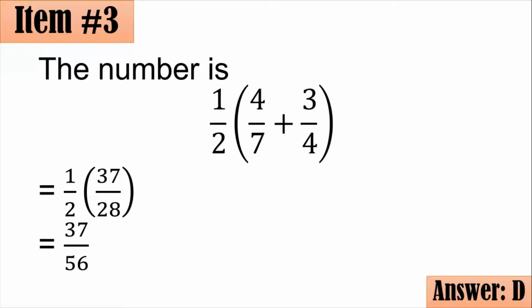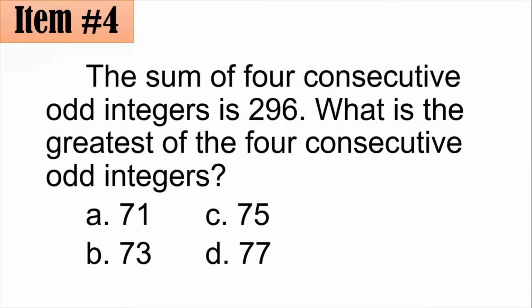Number 4. The sum of 4 consecutive odd integers is 296. What is the greatest of the 4 consecutive odd integers? Is it 71, 73, 75, or 77? We don't know what these 4 numbers are.